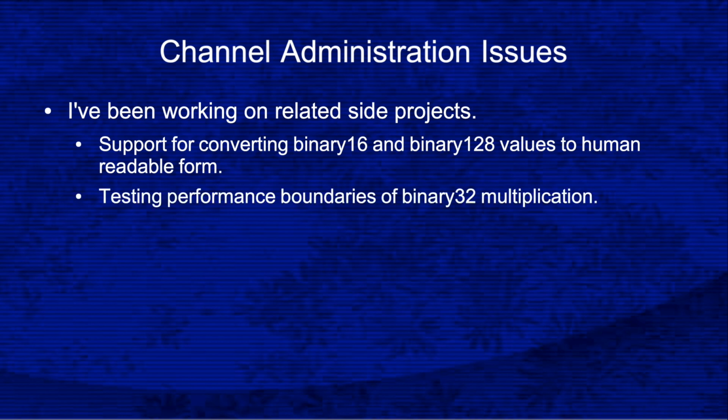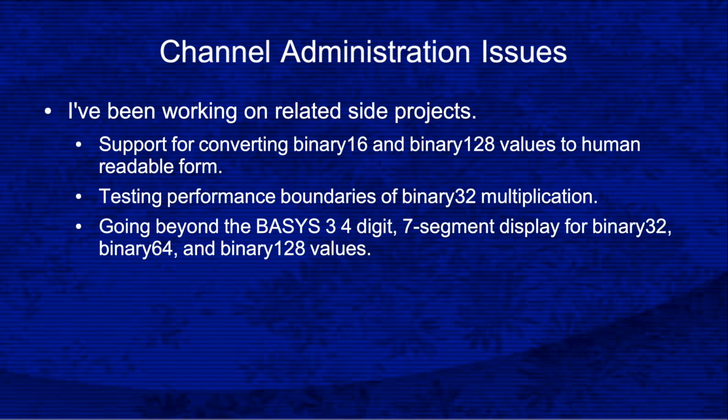I've been working on routines to convert these values to text. I've also been working on how much performance I can wring out of the significand multiplication circuit for binary 32 numbers. And I've been exploring how best to display binary 32, binary 64, and binary 128 values given that the Basys 3 board I'm using only has a 4-digit 7-segment display. This limitation is one reason I have focused so much of these videos on the binary 16 data type. And there are other peripheral issues beginning to appear on the horizon.